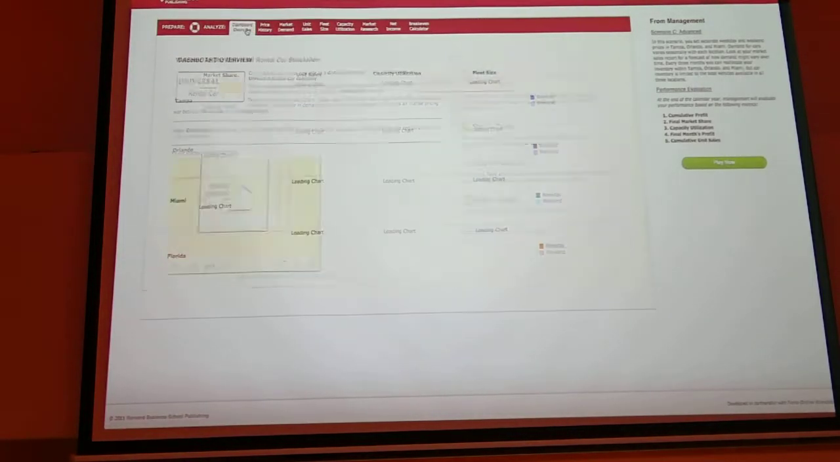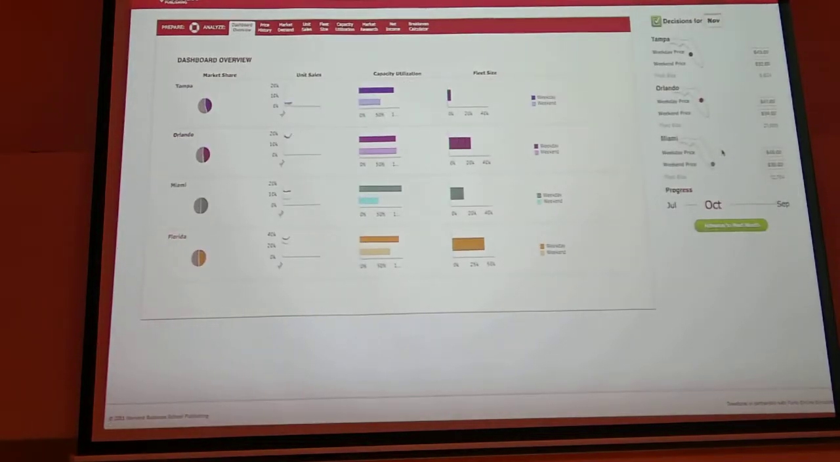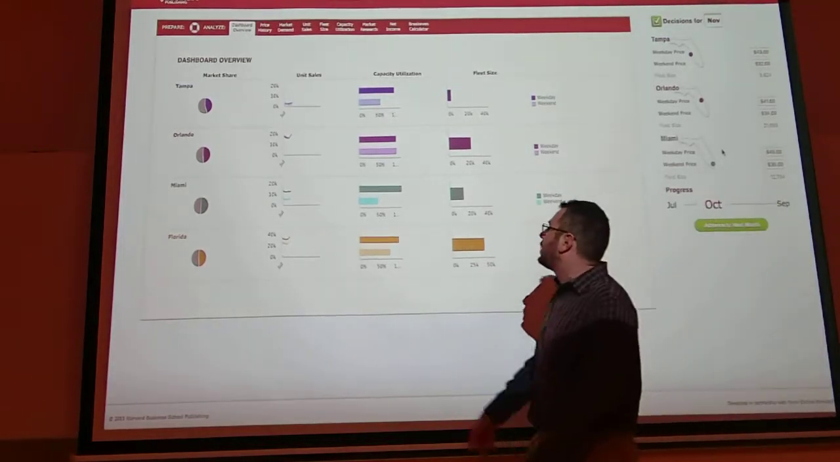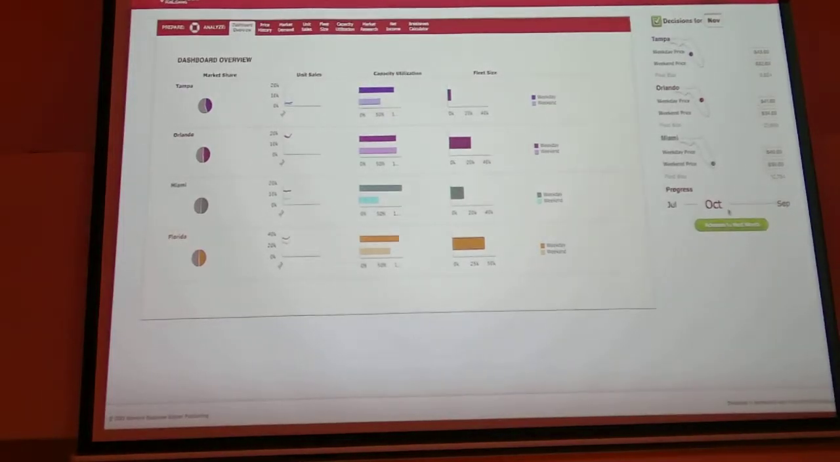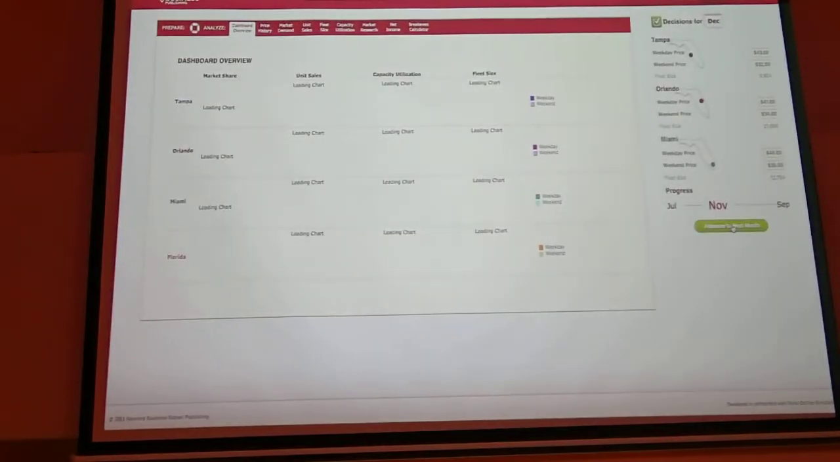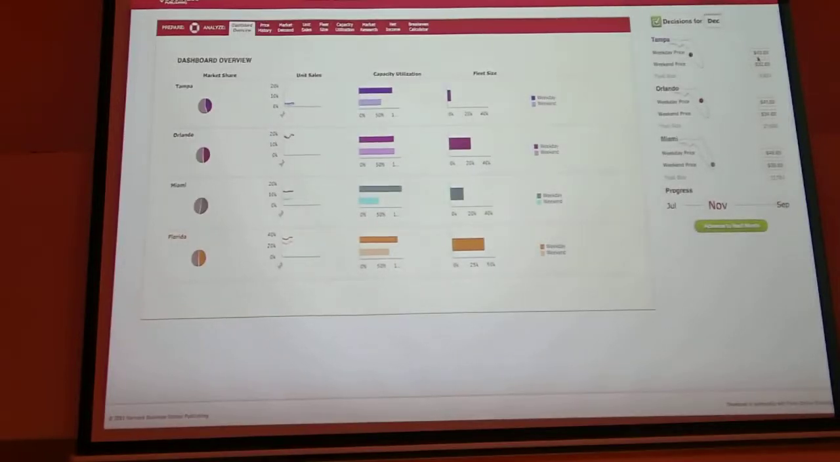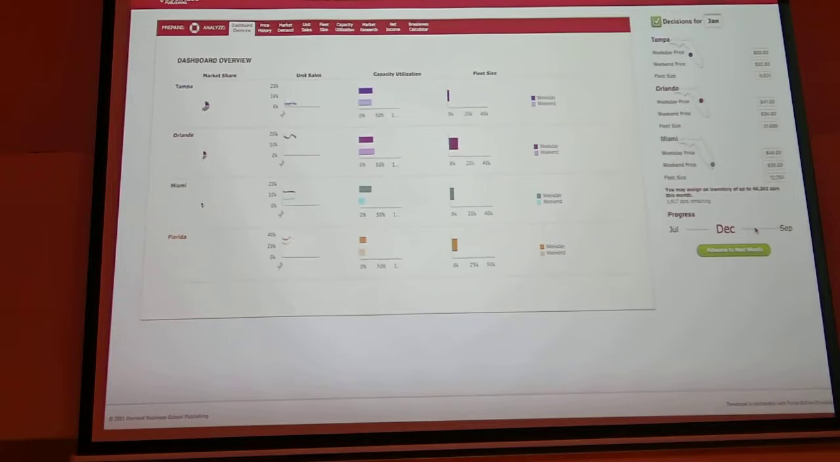So anyway, in this game, you play as a rental car company, and you have to decide how you're going to price your cars in 3 different cities in Florida, based on the weekday and weekend price and fleet sizes. You get all this information about unit sales, capacity utilization, fleet size, things like that. So you make decisions and you advance time. You make a decision and you advance time.